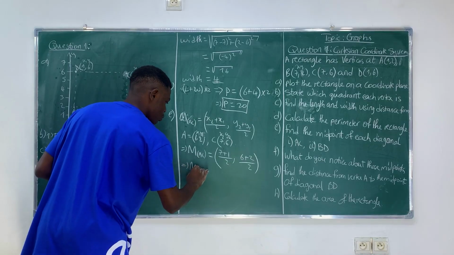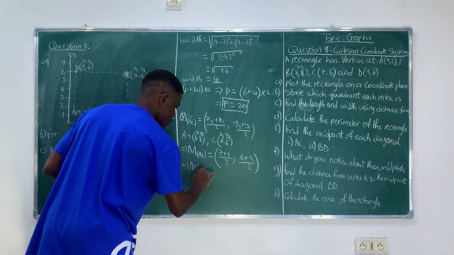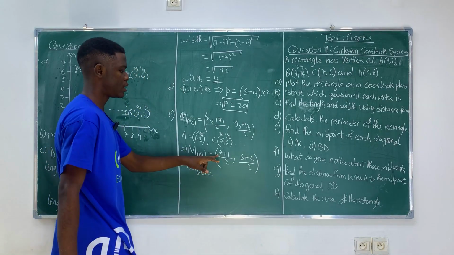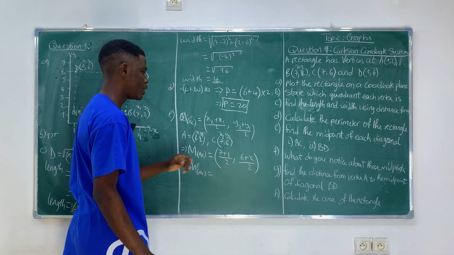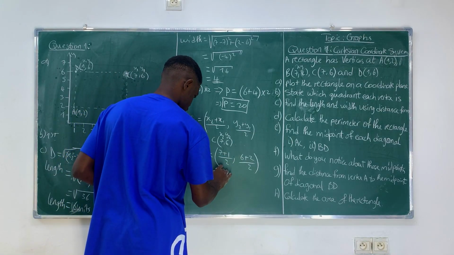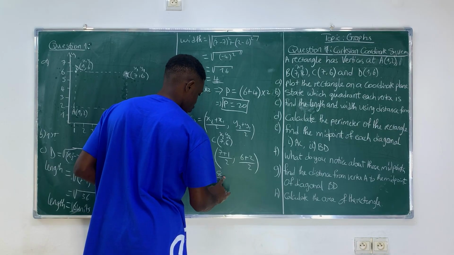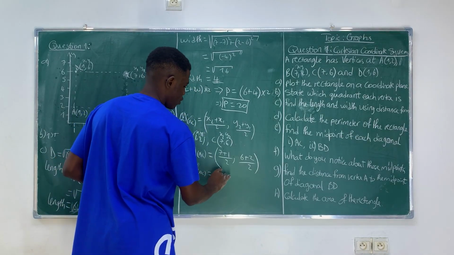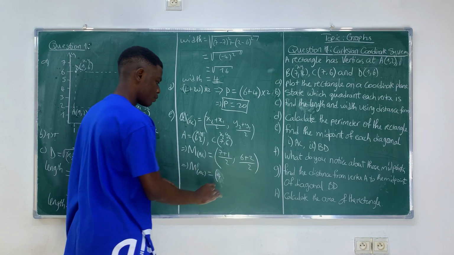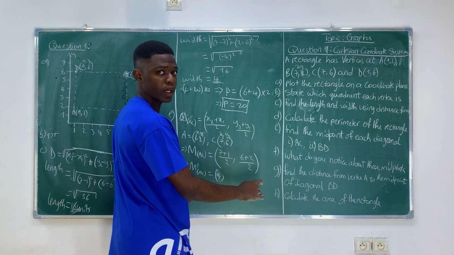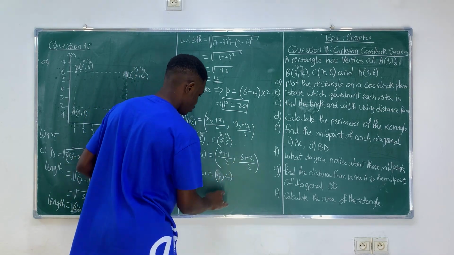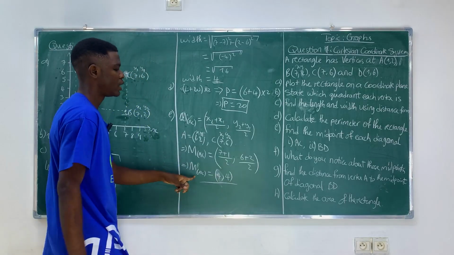Which implies the midpoint is equal to, what is 7 plus 1 divided by 2? 7 plus 1 is 8, so we have 8 on 2, which is 4. I'm just writing the 4. What is 6 plus 2? 8 divided by 2 is still 4. So we calculated the midpoint of the diagonal AC.